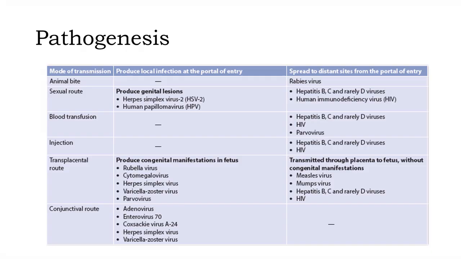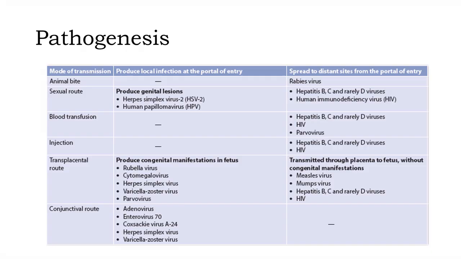Sexual route, again, there can be lesions in the primary area in herpes simplex virus and human papilloma virus, whereas hepatitis B, C, and D and human immunodeficiency virus will cause lesions at a different place. It is also the bloodstream. In the same way, you have transfusion-related infections because of hepatitis B, C, HIV, and parvovirus, and the transplacental route of transmission can cause infection because of rubella, cytomegalovirus, herpes virus, varicella zoster, etc.